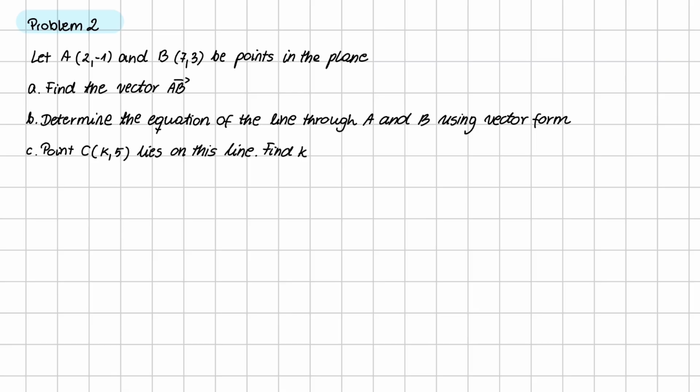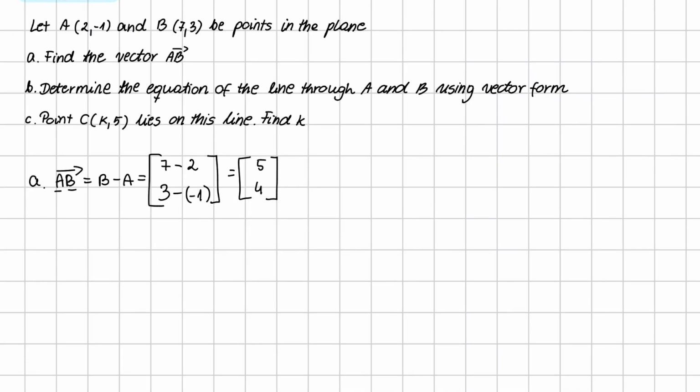Problem 2. Let A (2, -1) and B (7, 3) be points in the plane. A. Find the vector AB. Here we simply subtract from our second letter, B, our first letter, A, so we subtract the values. Here we have 7 and 3, the coordinates of B, and we subtract the coordinates of A, 2 and -1. From this we have 5, and 3 minus -1, so 3 plus 1, just 4.